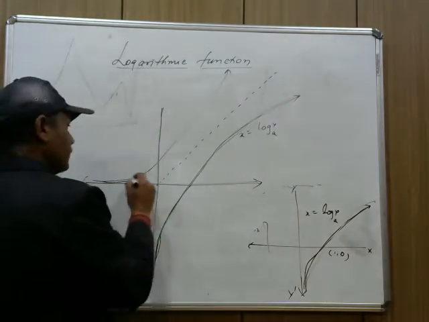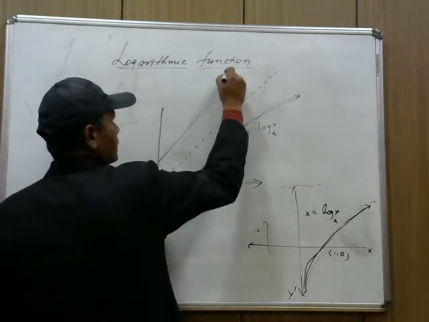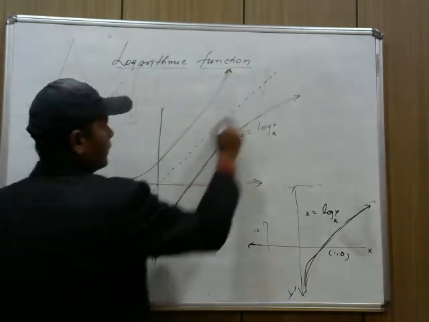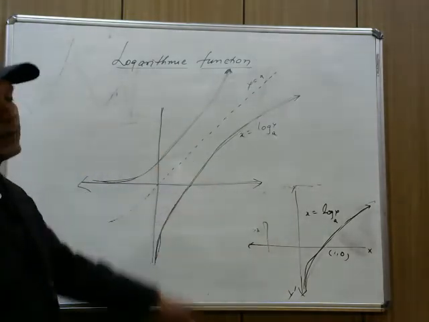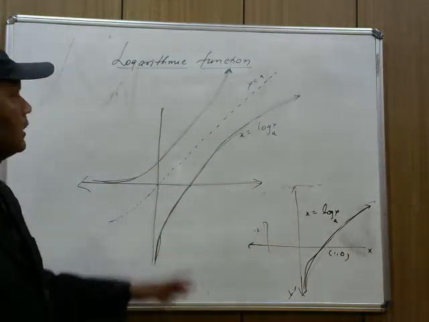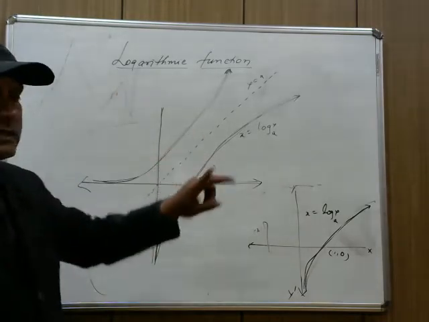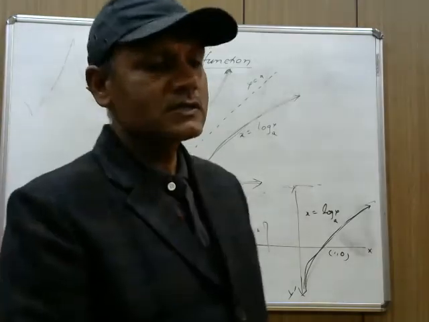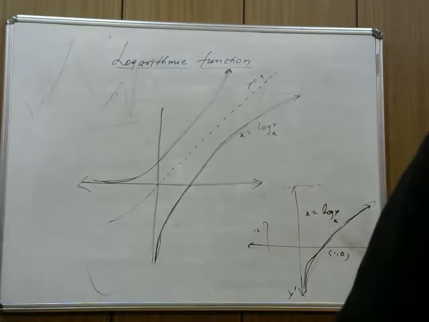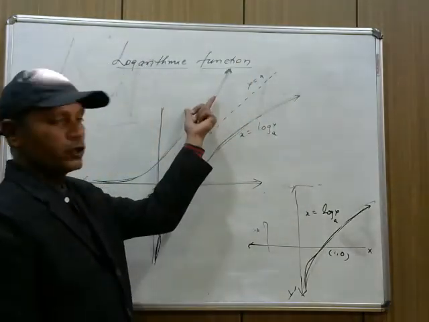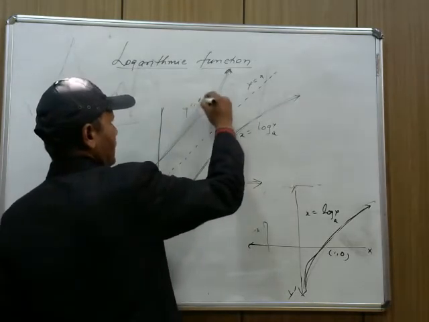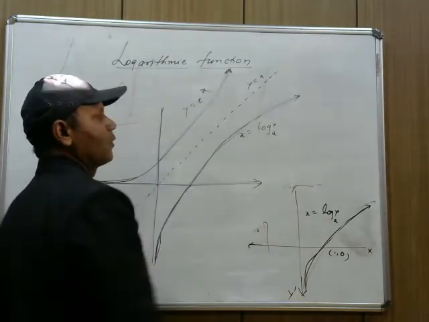This is the graph of exponential function. This is the graph for line y is equal to x. Actually, it is a mirror image. That's why we say that the logarithmic functions and exponential functions are inverse of each other. They are reciprocal to each other. Right? This is y is equal to e to the power x. This is x is equal to log y to the base a.